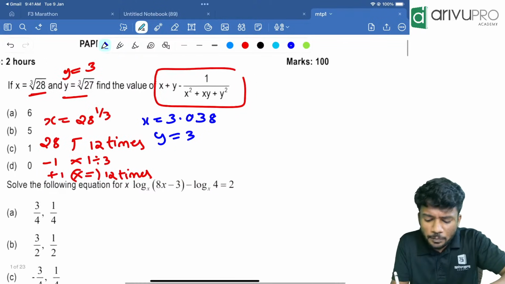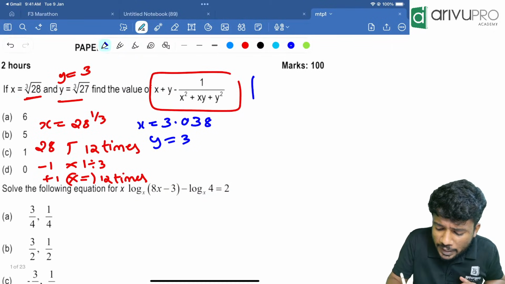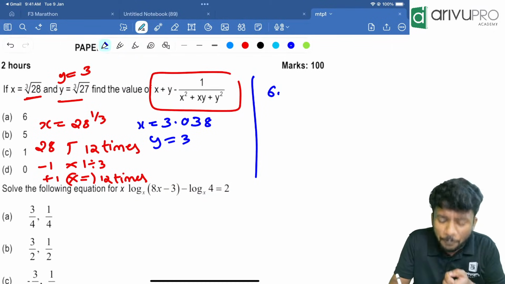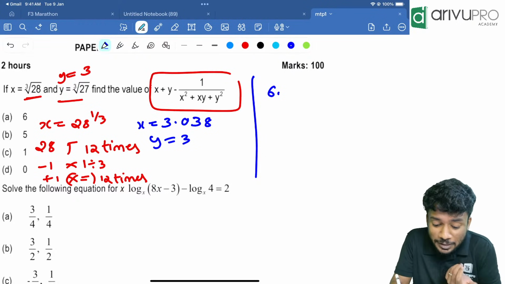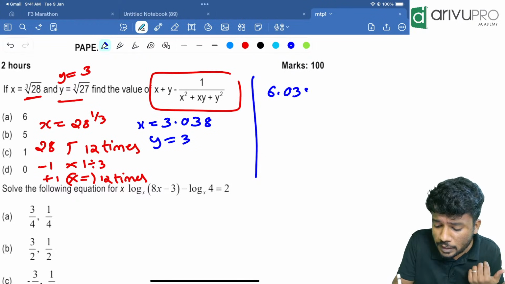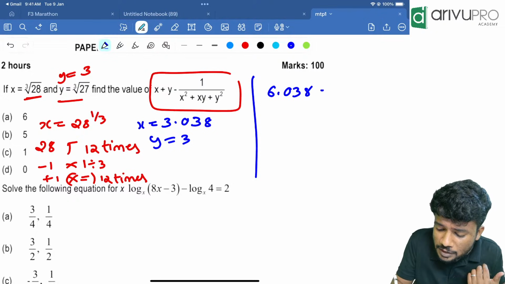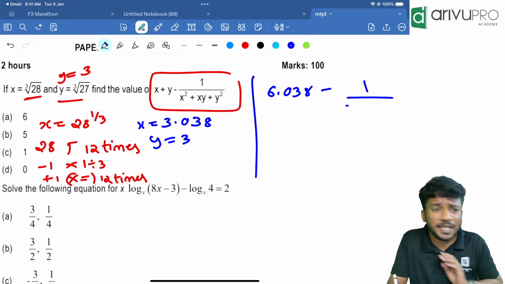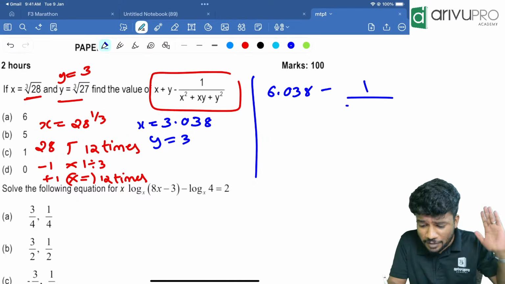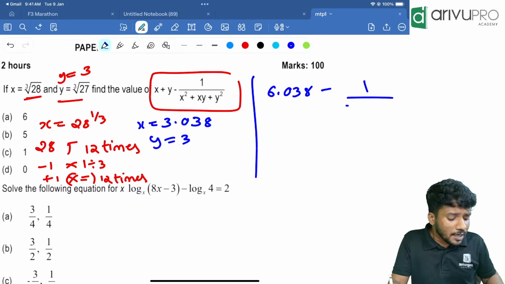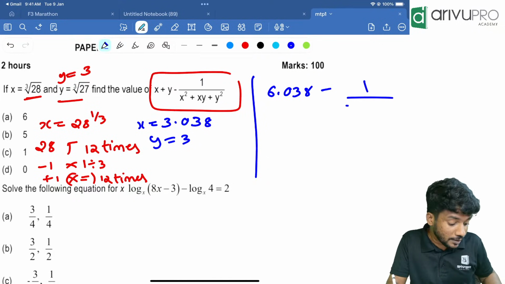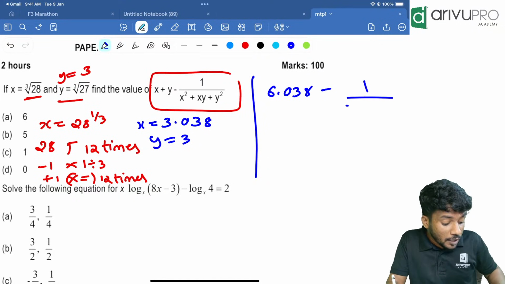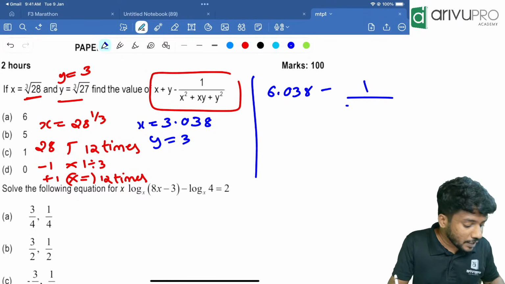Now substitute it, people. Substituting x plus y. X plus y is how much? 3 plus 3.038 is how much? 6.038, plus, minus 1, divided by x square. People, take your calculator and find the denominator for me. How are you going to find the denominator? Take your calculator, type for the first one x square. That means clear the memory. Type 3.038 into equal to, then click M plus.